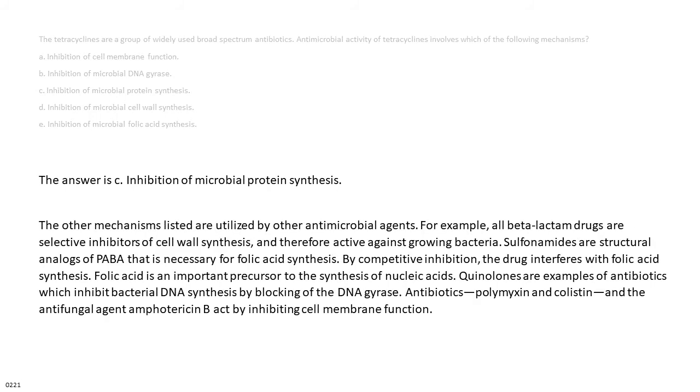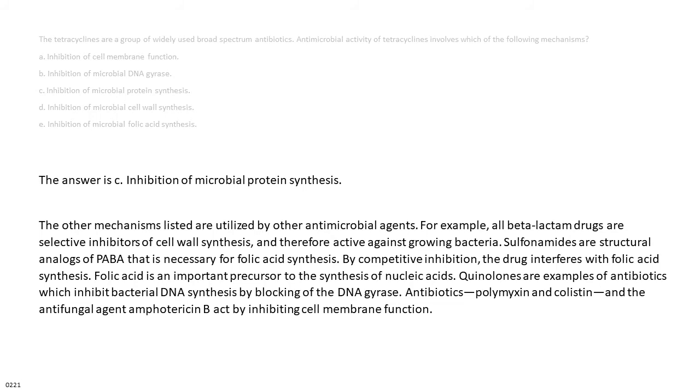The tetracycline antibiotics possess a wide range of antimicrobial activity against gram-positive and gram-negative bacteria, as well as rickettsia, mycoplasma, chlamydia, ureaplasma, some atypical mycobacteria, and amoebae. These drugs are primarily bacteriostatic and act by inhibiting microbial protein synthesis.